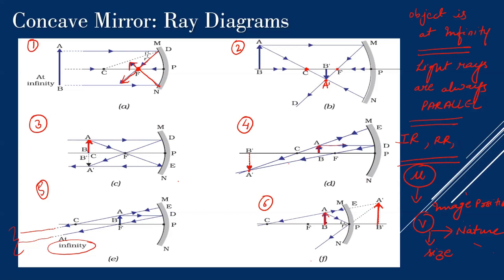So now when the object is kept between pole and focus, if you see, I have taken one ray which is passing through center of curvature. Obviously, it is retracing the same path. The second ray, I have taken the fourth rule. What was the fourth rule? If the incident ray is making an angle with the principal axis at the pole, it will follow the law of reflection. That means my i will be equal to r, and this is my reflected ray.